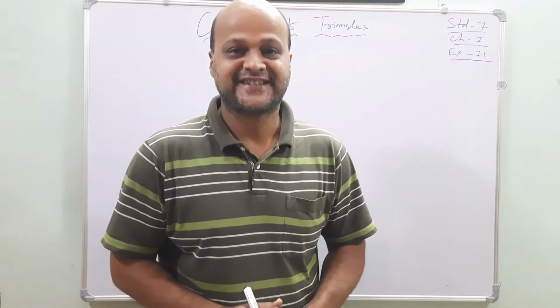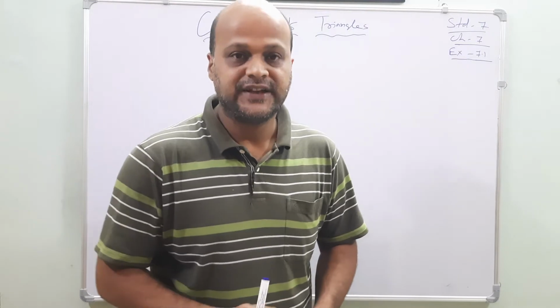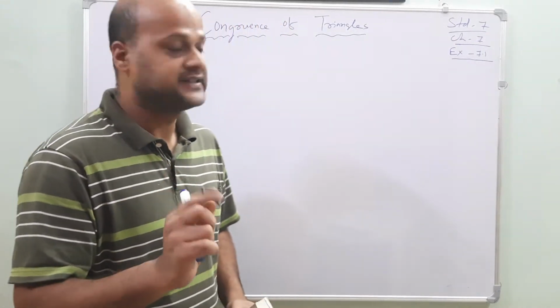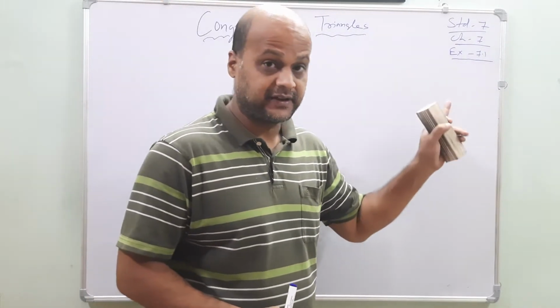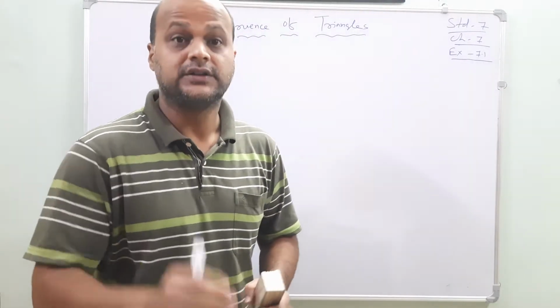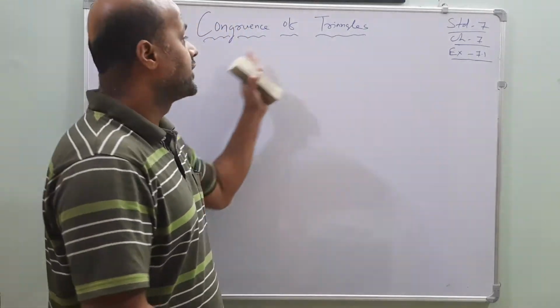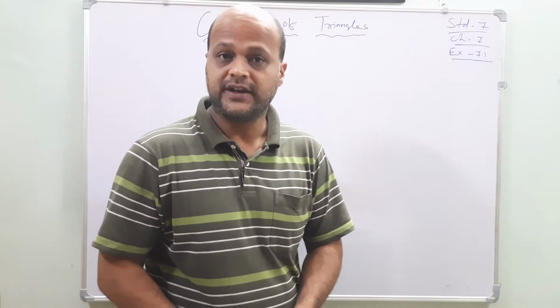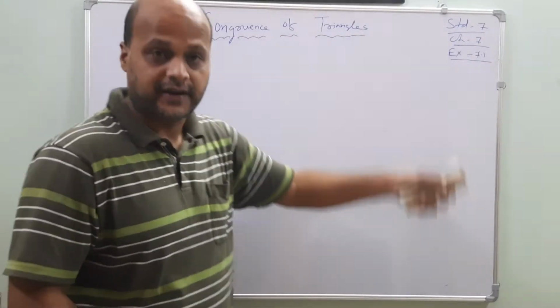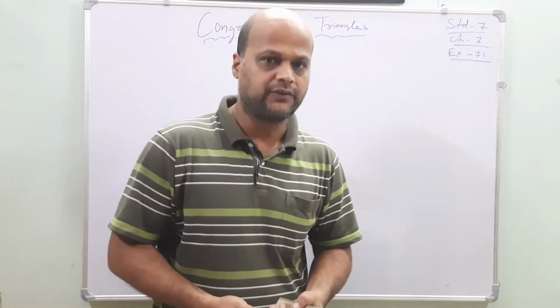Hello my dear friends. Today we will discuss the 7th chapter of standard 7th, exercise 7.1. The chapter name is Congruence of Triangles. Okay, it is congruence of triangles, or congruence, whatever you can say.